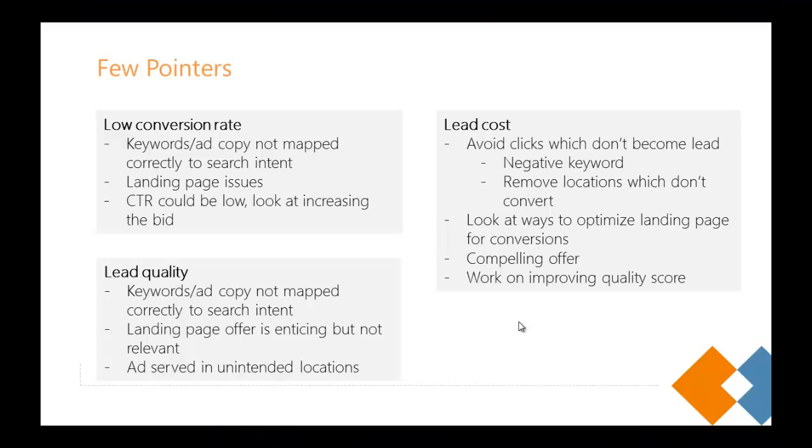The last element is the lead cost, which I just mentioned. Even if you're getting conversions, let's say you're getting lead quality, how do you go ahead and improve the cost of lead, or basically lower the cost of lead? As I mentioned, remove the locations which don't convert for you. Look at all the keywords very closely, all the search terms, and mark them negative wherever you see there is an opportunity to mark a certain type of keyword negative.